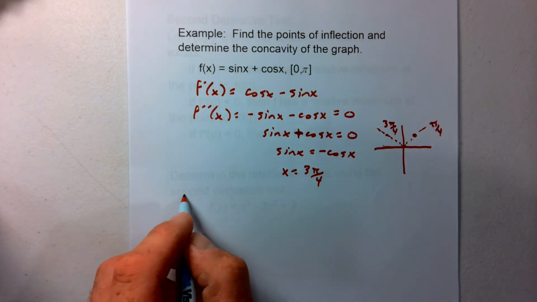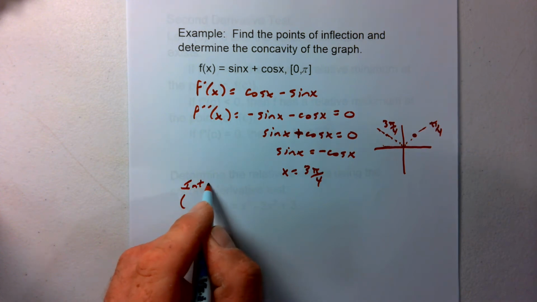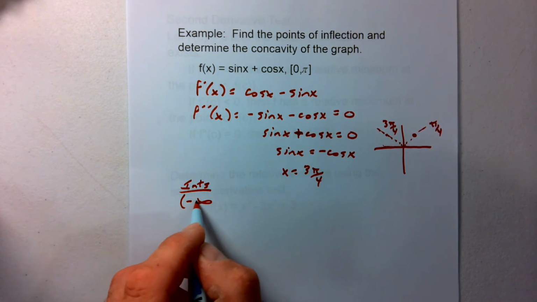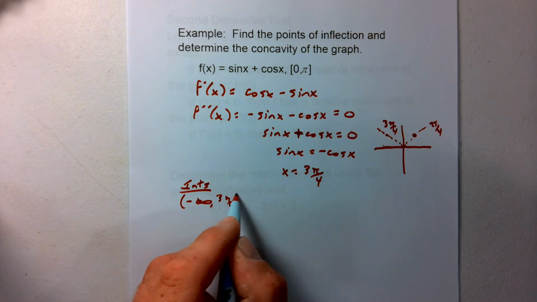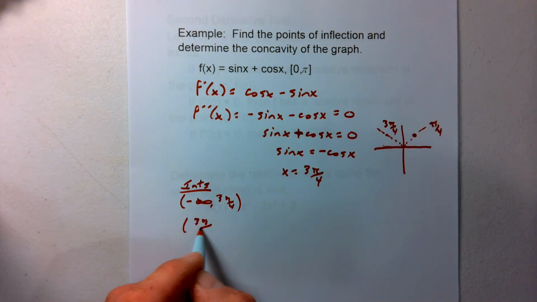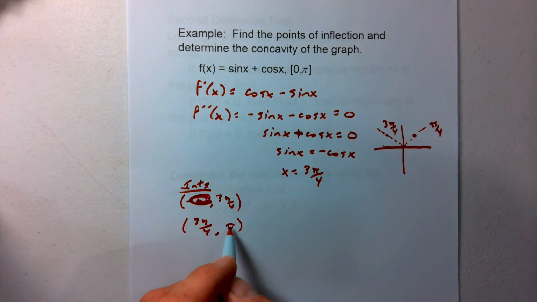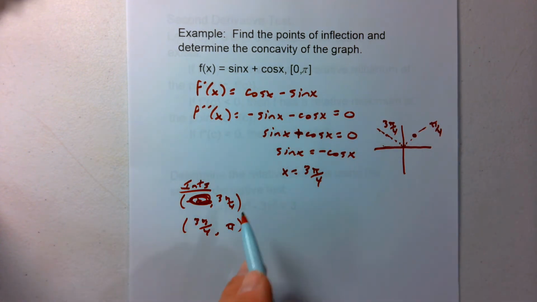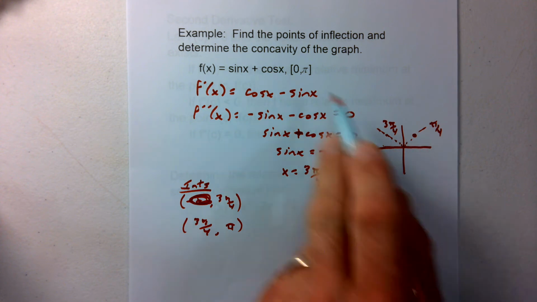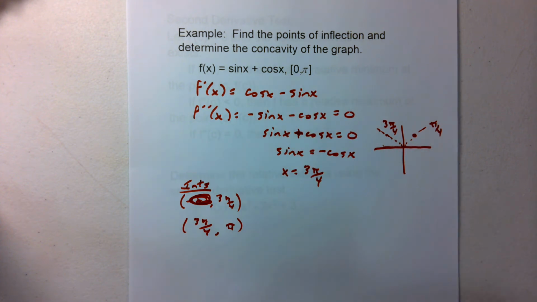So I can go ahead and start my intervals. I'm going from negative infinity to 3 pi over 4, and then 3 pi over 4. Oh, I don't need to go from negative infinity. I can go from 0, can't I? And then to pi, since again, we're only going from 0 to pi. It's restricting my domain there.